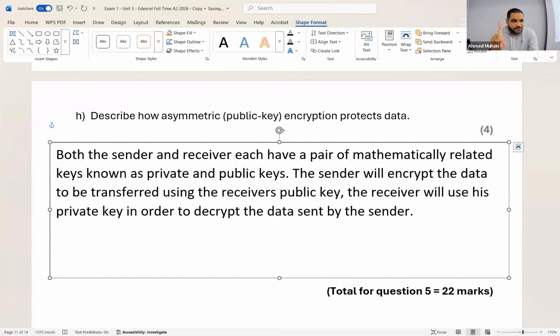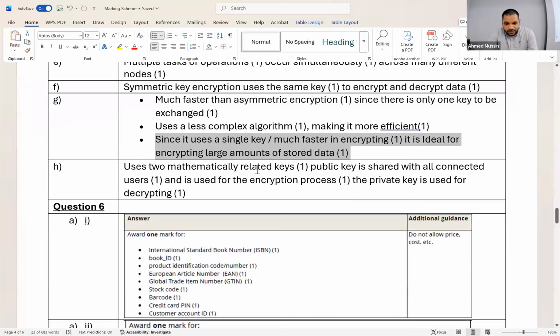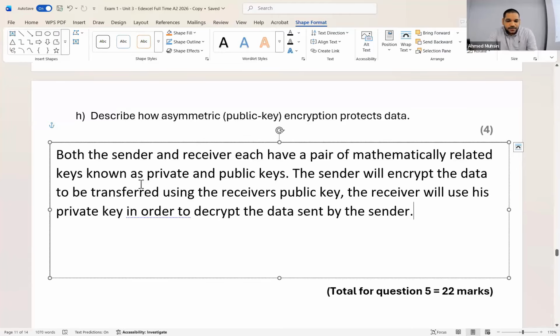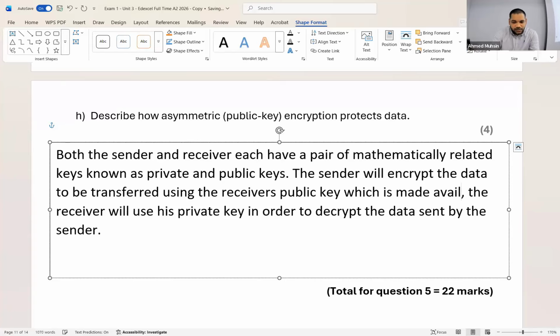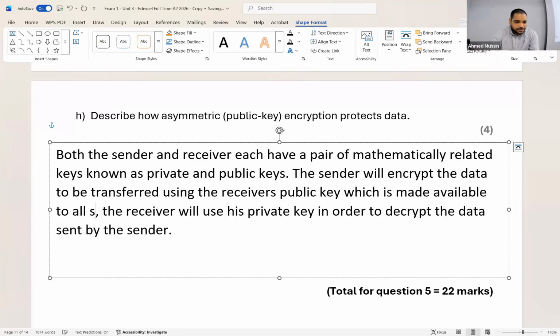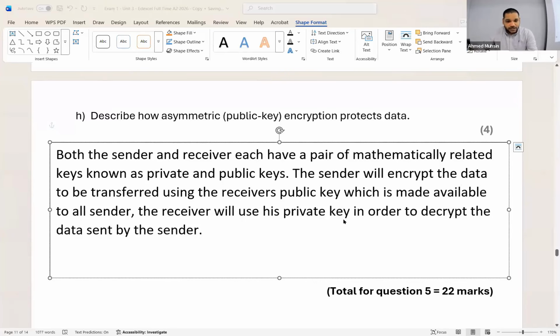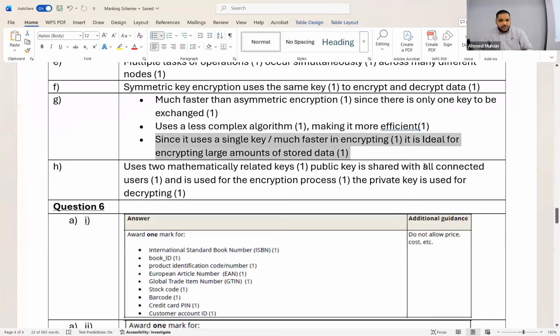Hold on a second. Maybe I missed something in the marking scheme. I want to make sure I covered everything. Public key shared with all connected users. What did I say instead? The sender will encrypt it. Can I just add this? Using the receiver's public key, which is made available to all senders, shall I say? Just to follow the marking scheme properly. Public key shared with all connected users and used for the encryption process. The private key of the receiver is used for decrypting.